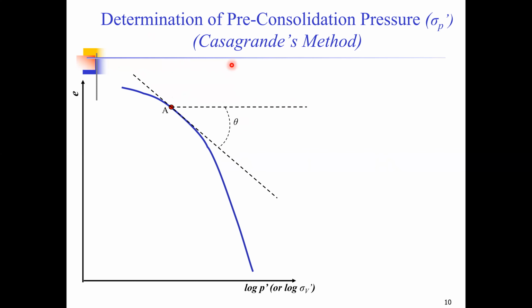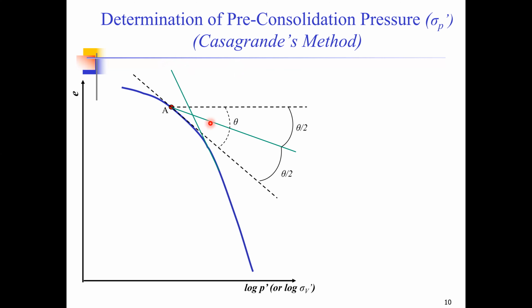We need to divide this angle theta into two equal parts. So after dividing it into two equal parts, what we need to do is we need to extend this line backwards. We need to extend this line backwards by using this green line, for example.